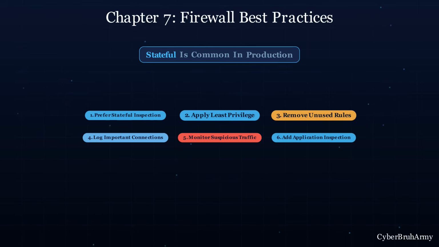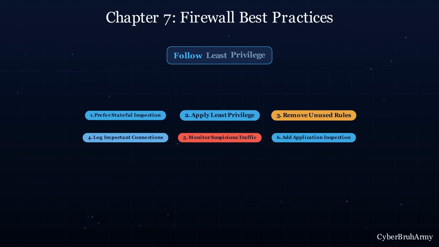In production environments, stateful firewalls are commonly preferred because they provide useful connection awareness. But stateful inspection is only one layer of defense, so firewall rules should still follow least privilege and allow only the traffic that is genuinely required. For advanced environments, combine firewall controls with application layer inspection, intrusion prevention, logging, monitoring, and threat detection. Stateless firewalls still have value for simple, predictable, high-speed packet filtering, especially when connection tracking is unnecessary.